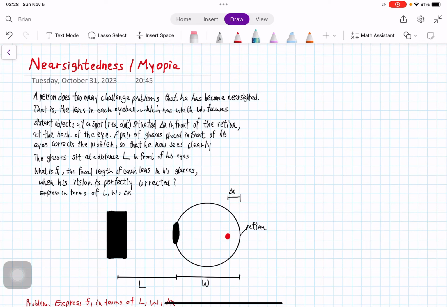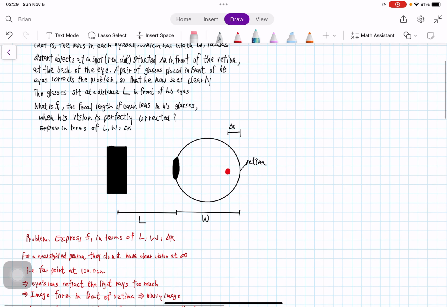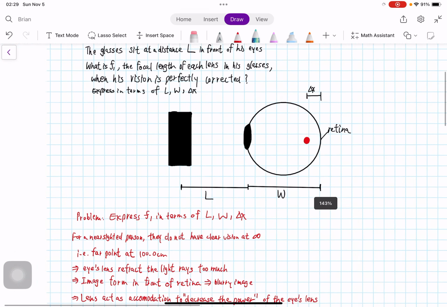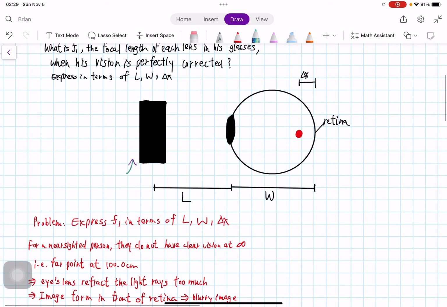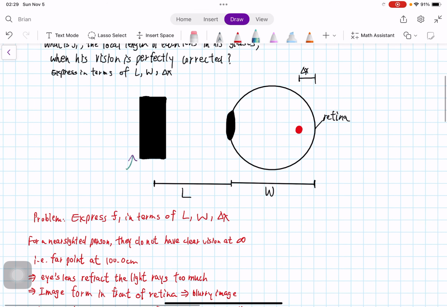In this section, we're gonna cover nearsightedness, or its similar name, myopia. This problem is actually taken from an exam from Berkeley, and I'm just gonna stop a little bit so you could read. So the problem is asking us to express f1, which is this lens, in terms of L, W, and delta x. And the first thing we do is we define the problem.